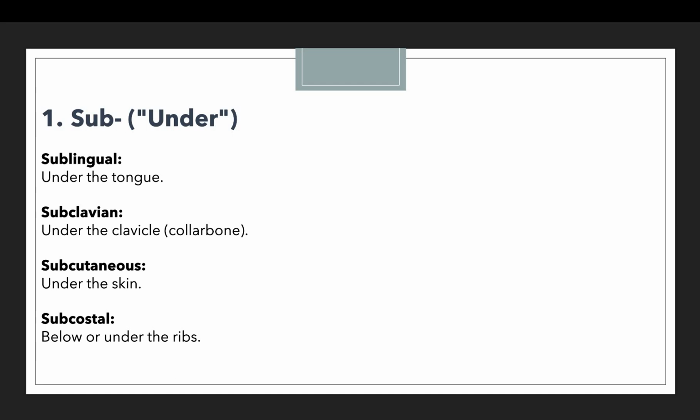The second example is subclavian. Subclavian means under the clavicle or collarbone, which is most commonly known as the collarbone. So when we want to showcase something as under the clavicle, we will use the terminology subclavian, where sub is a prefix and clavian refers to the clavicle or collarbone.